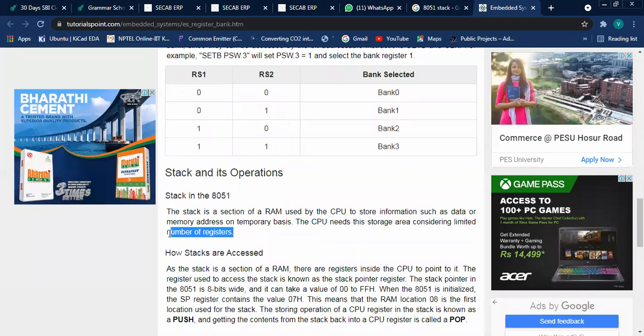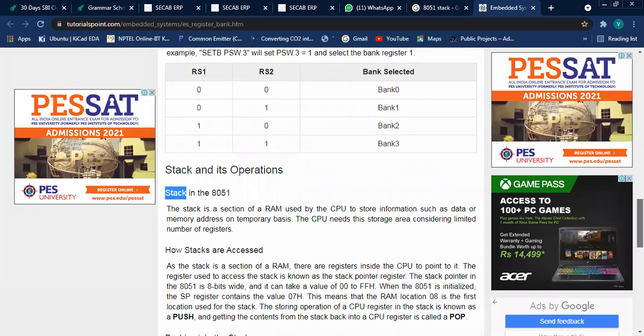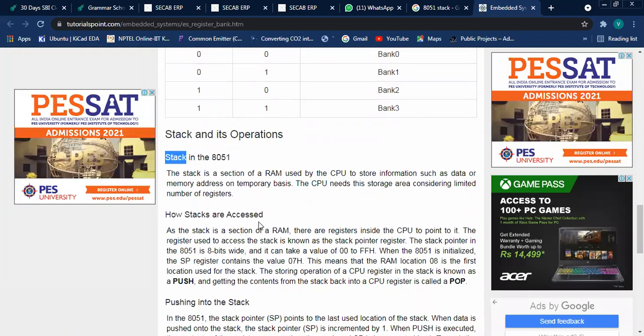If I want more registers, then I have to go for bank 1, bank 2, bank 3, either in terms of registers or in terms of the stack memory. For this stack memory, there is one register. How can I access this stack memory? Have you understood what a stack memory is?